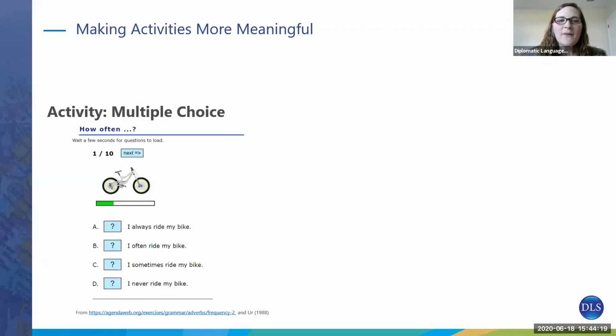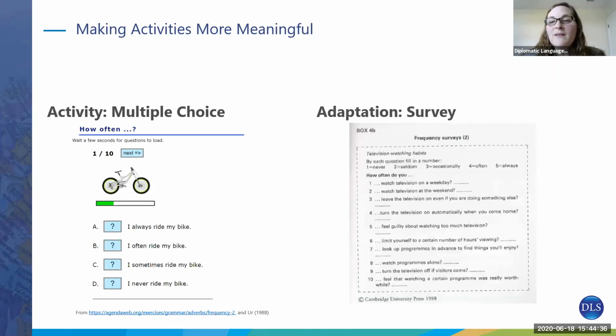A lot of times we have a multiple choice activity or something where students indicate or have to choose which one is correct or something like that. For this particular multiple choice activity with adverbs, an adaptation of this could be a survey. Now I know if you only have one student in your class, it might be hard for them to survey. They could survey you and ask different questions.